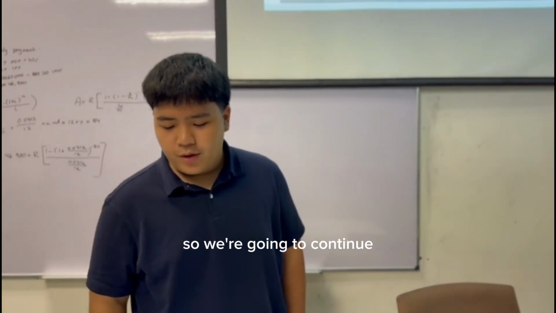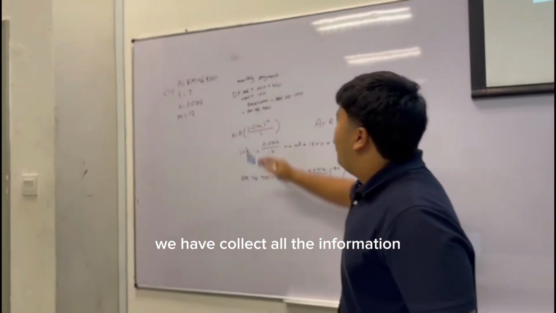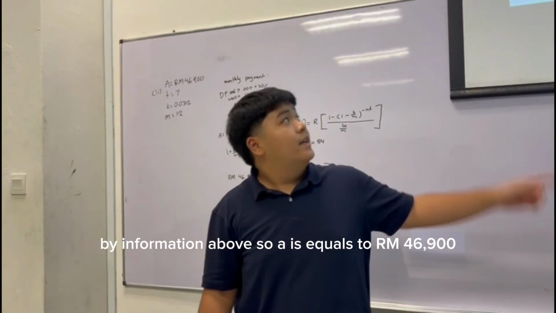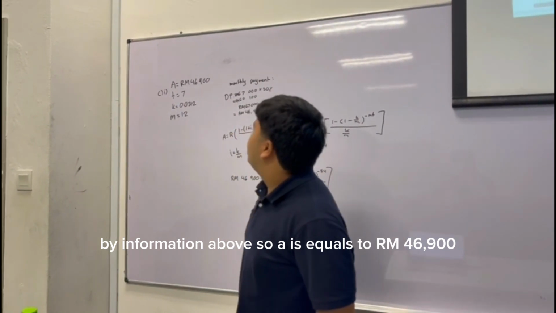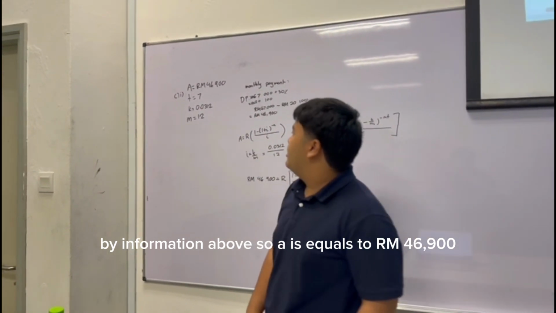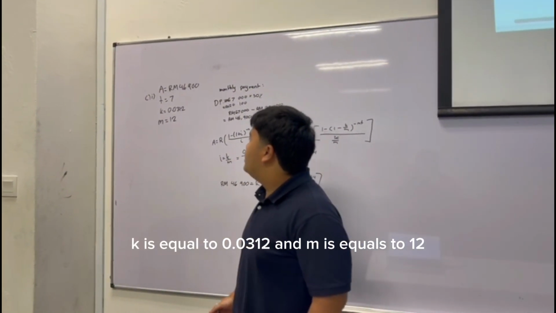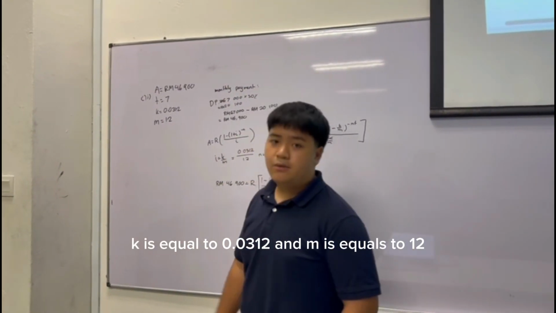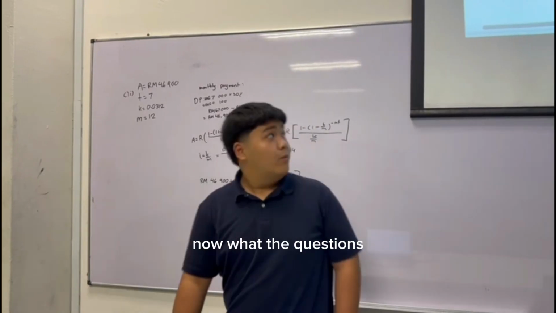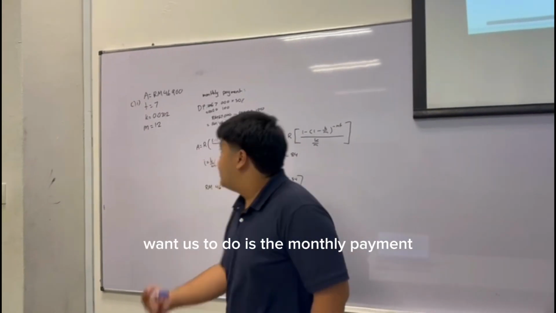Right, so we're going to continue. We have collected all the information from above. So A is equal to RM 46,900, T is equal to 7, K is equal to 0.0312, and M is equal to 12. Now, what the question wants us to do is the monthly payment.